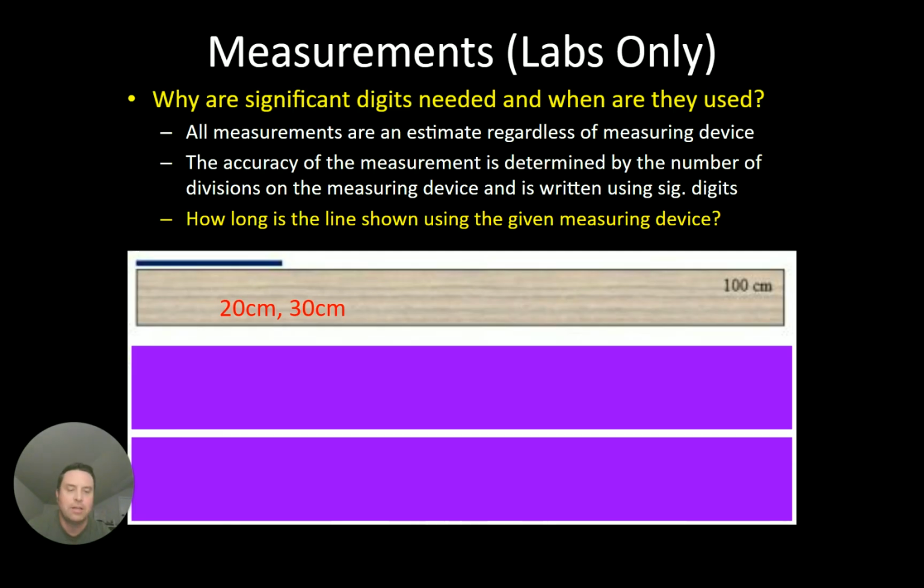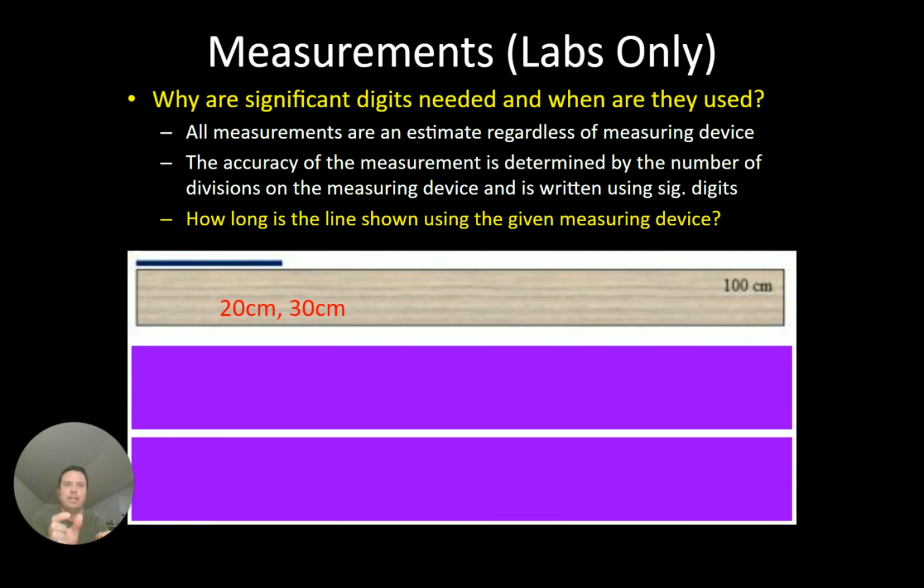might say 30. So that meter stick is only accurate to one place because it only has one division on it. It only has one marking on it. I'll remind you about the rules for counting sig figs, but for this, we would write 20 or 30 without a decimal point. And then what that means is you used a measuring device that was only accurate to one place.